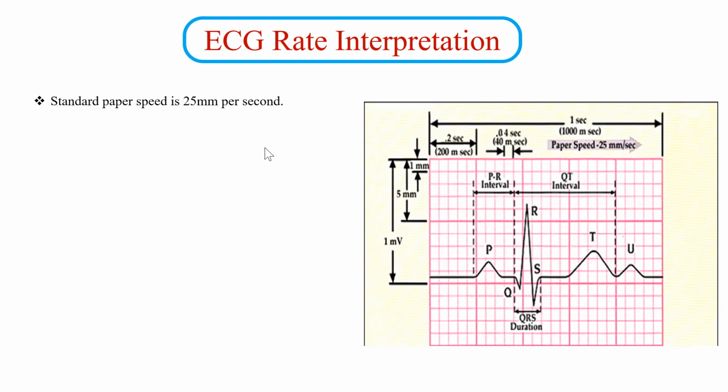Now, the standard paper speed is actually 25 millimeters per second. That being said, during 1 second, the ECG machine will eject 25 millimeters. Now, we remember that 1 millimeter equals 1 small square. So whenever we use millimeter, it's the same as small square. So per 1 second, the ECG machine will eject a paper length of 25 small squares.